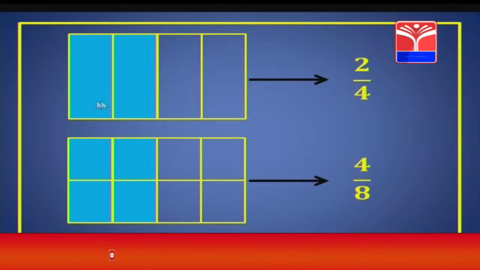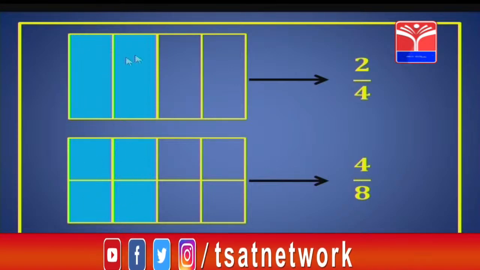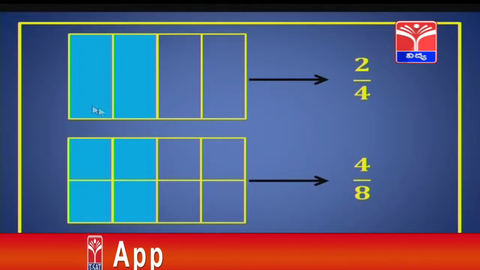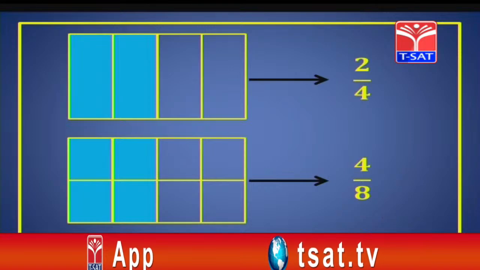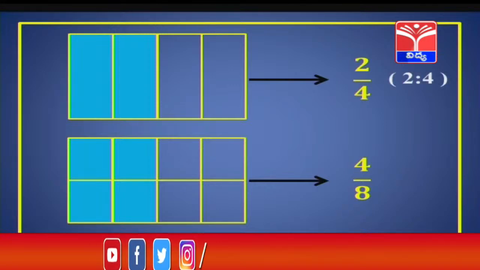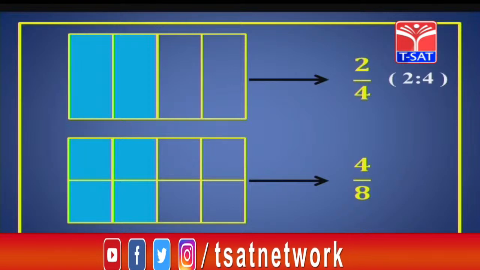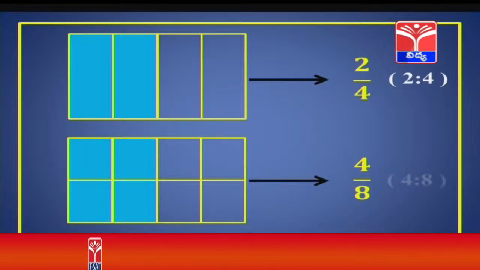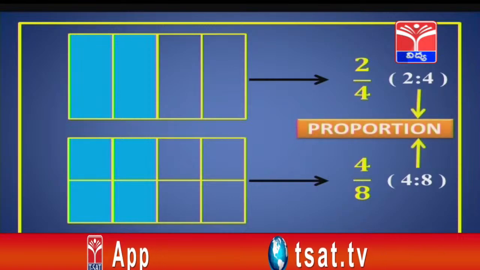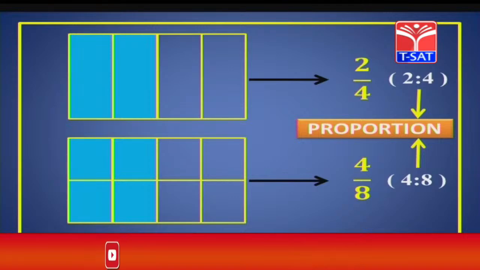Now, children, here the portion or the area which is shaded remains same. If you notice, here also the same part, here also the same part. If you notice, this part and this part are equal in area. That means, we have shaded same area. But children, what is the ratio form of 2 by 4? Yes, it is 2:4. And what about 4 by 8 children? That is right, it is 4:8. Now, these two ratios, that is 2:4 and 4:8 are said to be in proportion.